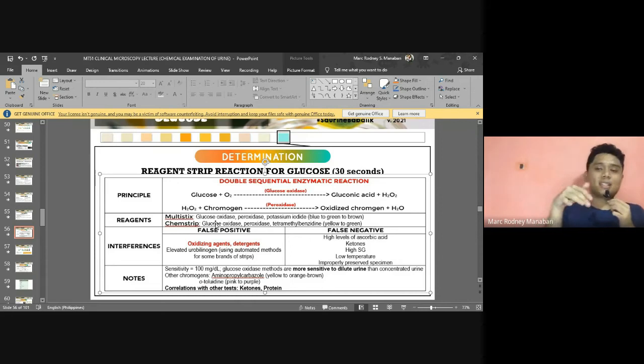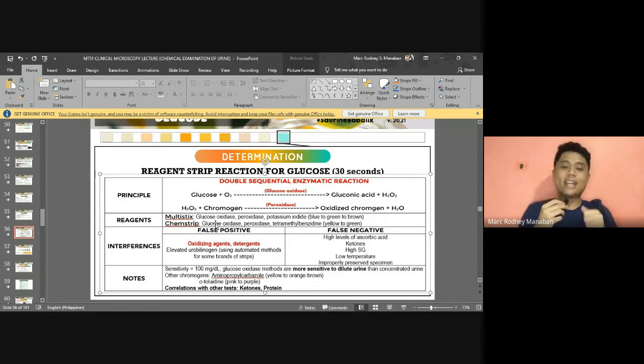Glucose oxidase, peroxidase. That's why it's called double sequential: their reactions follow one another. It is enzymatic, using two enzymes, glucose oxidase and peroxidase. And this reaction, take note, is highly specific to glucose. So if your urine turns positive, what was detected is glucose and not the other sugars, because this is highly specific to glucose. Now the reagents, take note: two enzymes, glucose oxidase and peroxidase, and you have potassium iodide and tetramethylbenzidine. Those are the chromogens, which differ depending on the manufacturer.